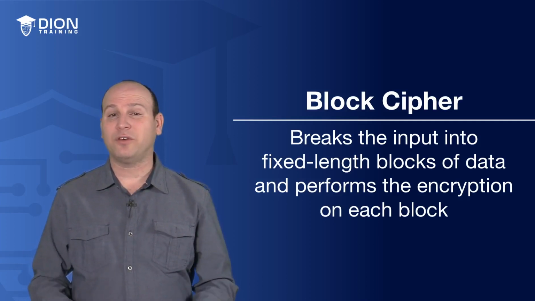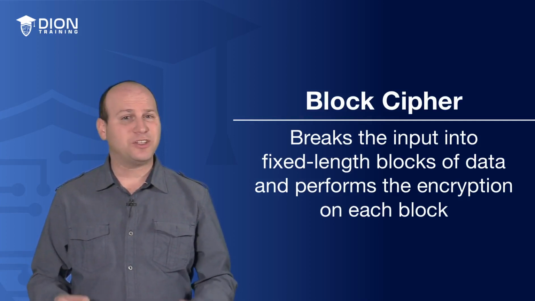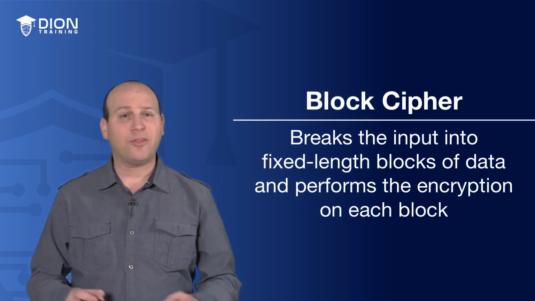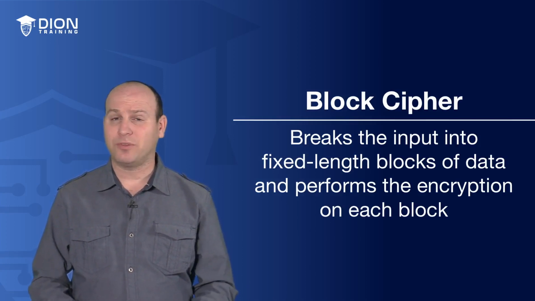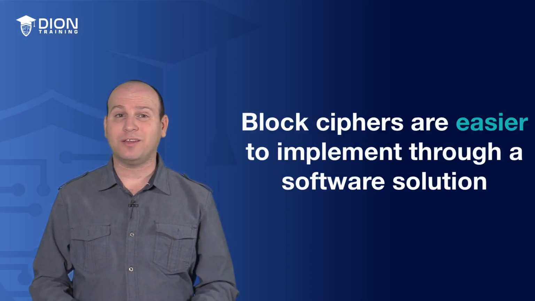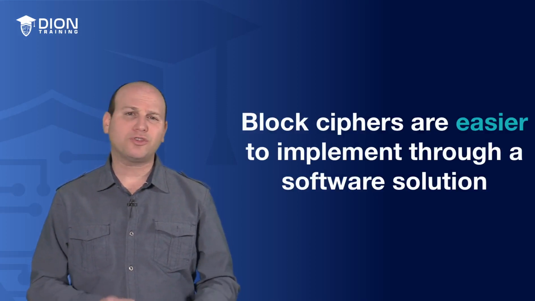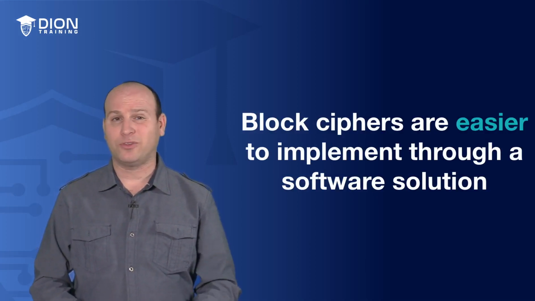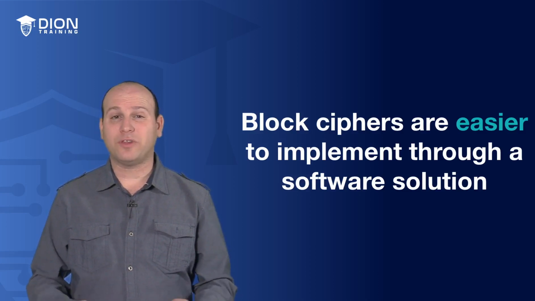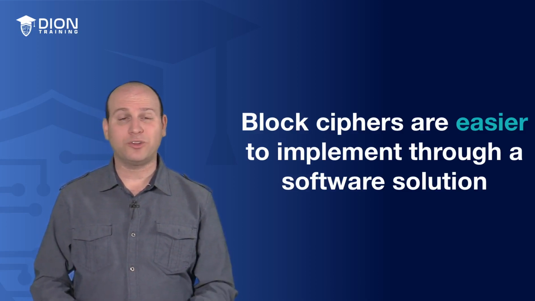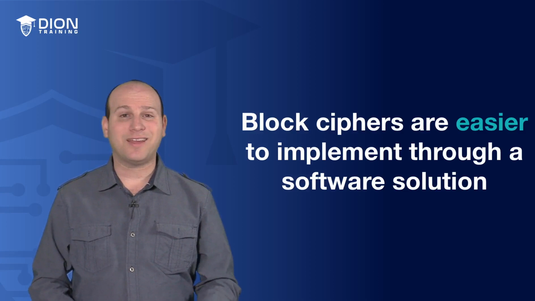Block ciphers have several advantages over a stream cipher, such as easier implementation to perform, and they're also less susceptible to security problems. Block ciphers are also easily implemented through software solutions, where stream ciphers tend to be used in hardware solutions. In fact, most of the algorithms that we're going to talk about in this course are block ciphers, things like DES, triple DES, AES, and IDEA.